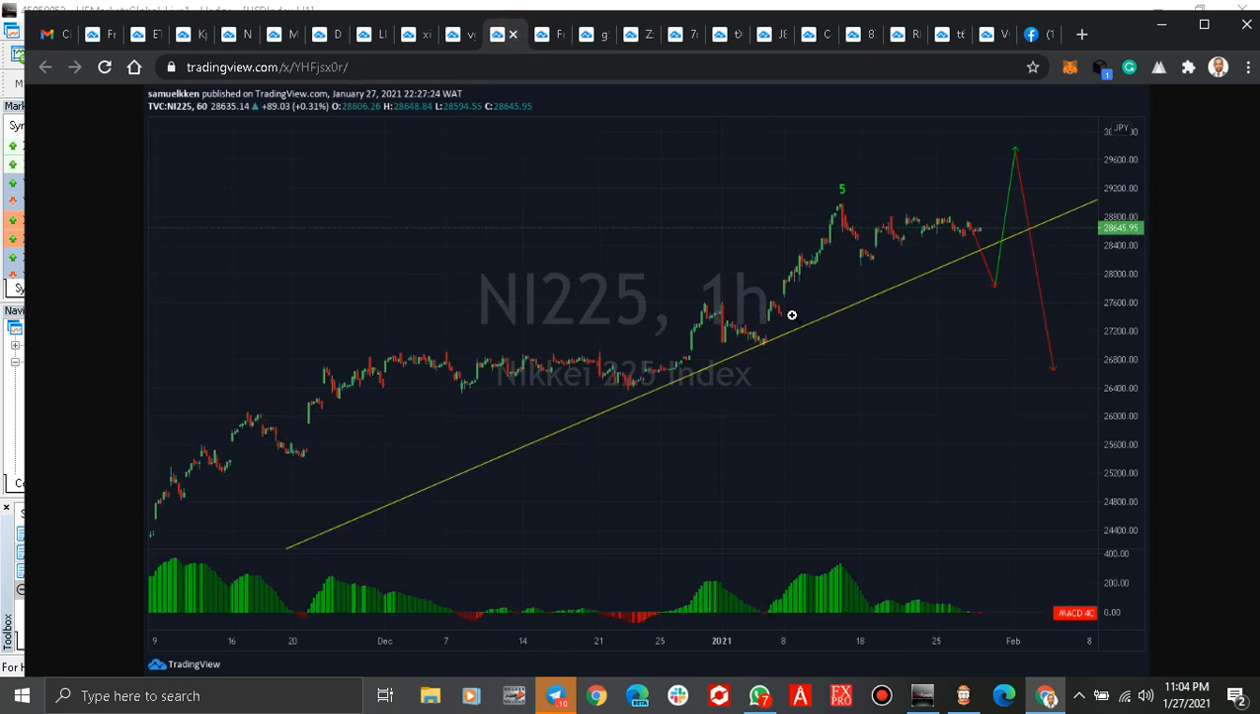On the 1 hour chart, just as I said, this can be A, B, C, or this may be just a pullback. It may continue going up from here, but I believe that if you have another push up, we're going to have a drop. Okay.